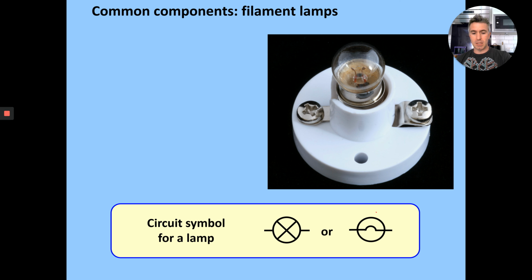This is a kind of example of a filament bulb, but a general circuit symbol for a lamp is this: a circle with a cross right in the middle. Nice. You knew that.